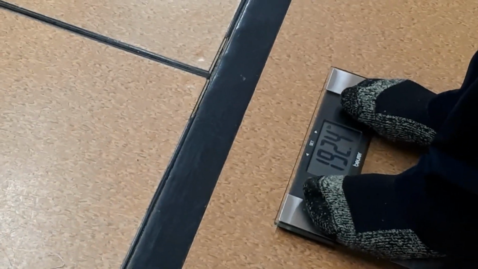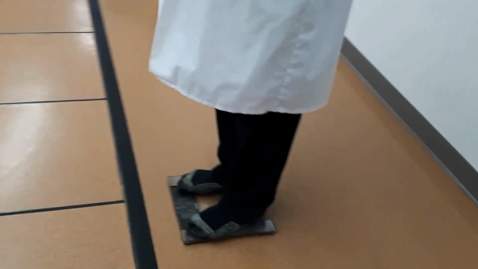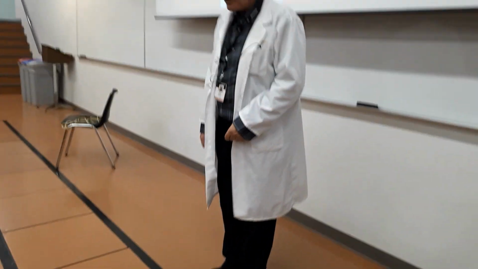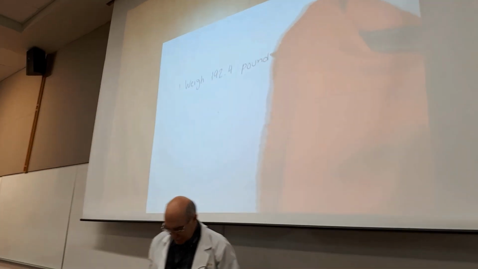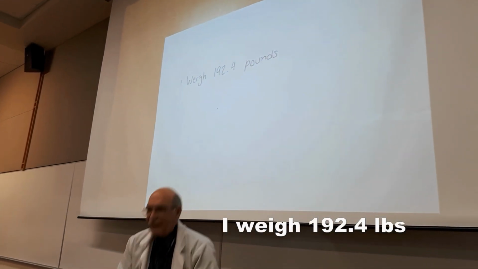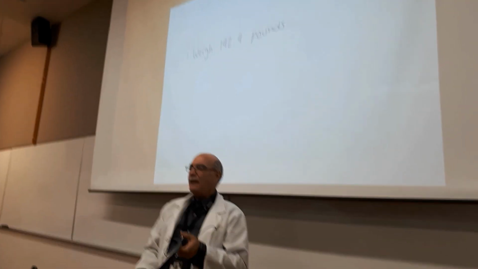And I weigh, oh, this is going to be some, 192.4. Can you write that down? I weigh 192.4 pounds. Shall I be writing it down above me? I weigh 192.4 pounds. This scale can change over from pounds to kilograms.